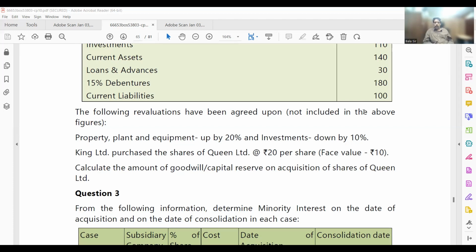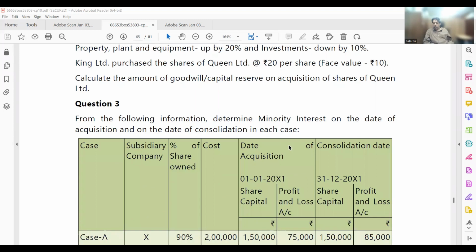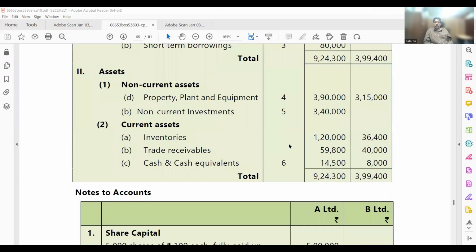If you're wondering where are the reserves and where is the share capital, they are not required at all, because you've been given the net assets. Now you can calculate the net assets on acquisition date, which will be equal to your share capital plus pre-acquisition reserves and surplus, including any revaluation profit or revaluation loss. So you can follow this approach, the asset side. Now calculate the net assets.